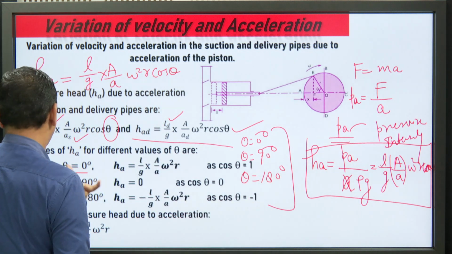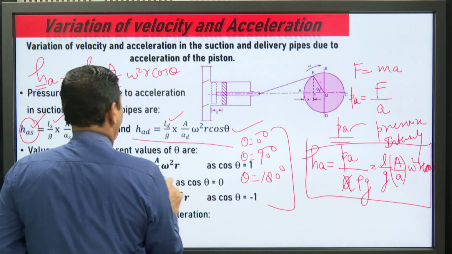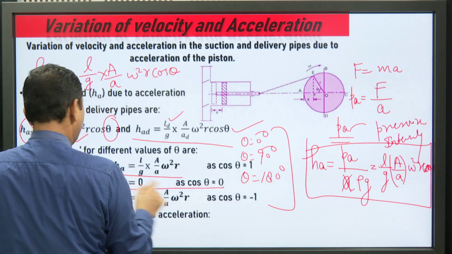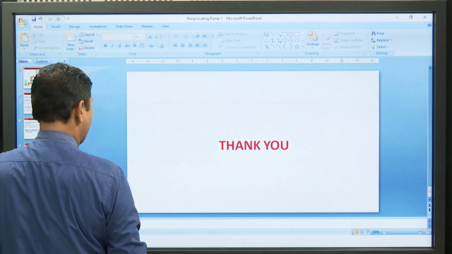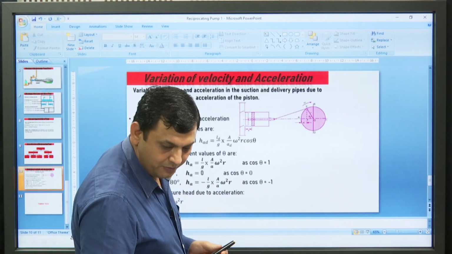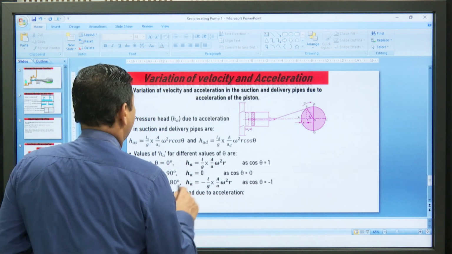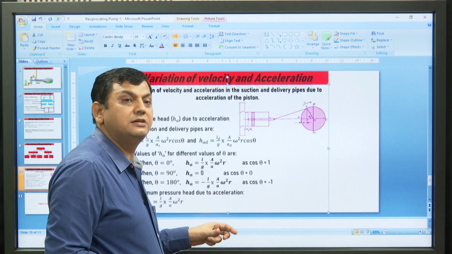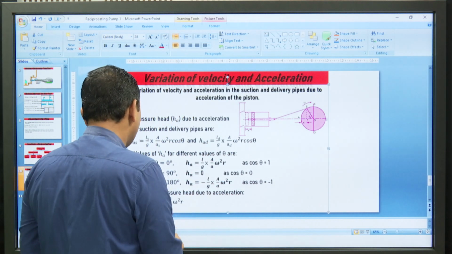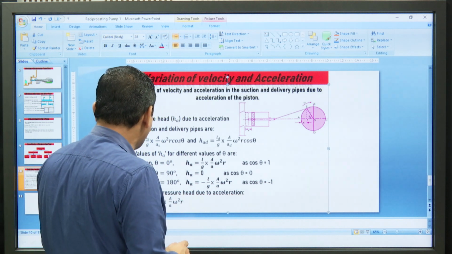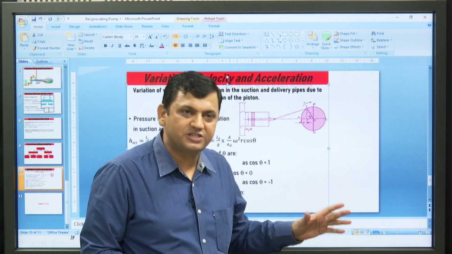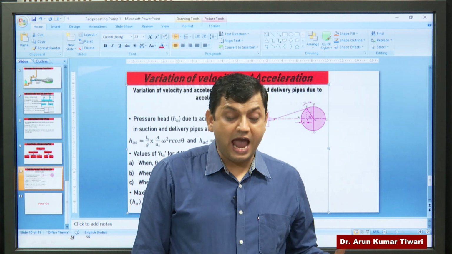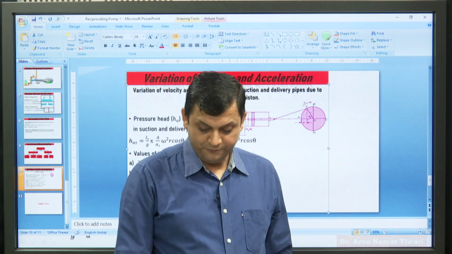At theta 0, the value is positive, since cos 0 is 1. At the middle of the stroke there is no effect. At the end of the stroke this value is negative. The maximum value occurs at the beginning and at the end of the stroke, but the magnitude is different. This is the maximum pressure head due to acceleration. So we completed the variation of velocity and acceleration. Thank you.